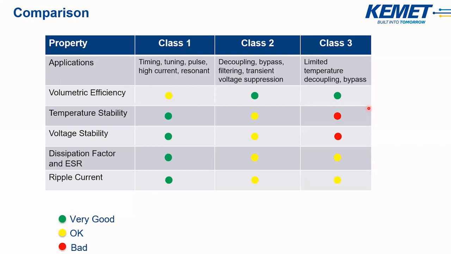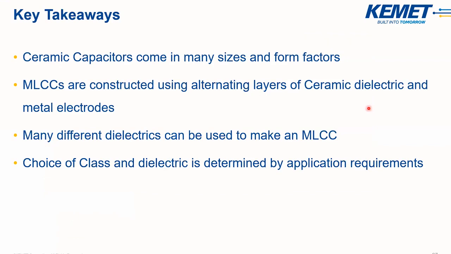When you get to the subclasses, X7R, X5R, C0G, you can get a little bit more specific as to which dielectric you're going to need, based again on your application conditions. All right, some of the key takeaways: ceramic capacitors come in many different sizes and many form factors. You really have to look at your application conditions. It's going to help drive you to what form factor you're going to decide to go after.